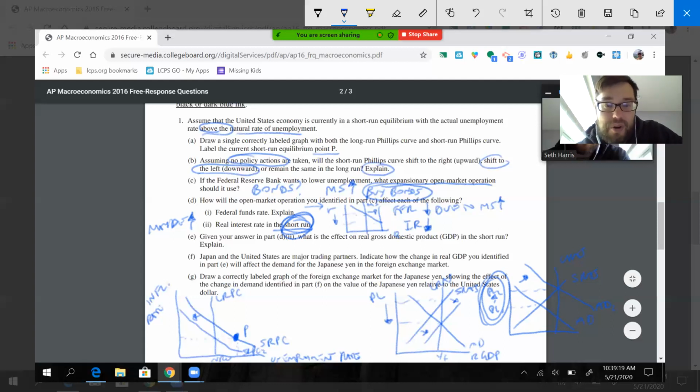Okay, part E. Given your answer in part D2, what is the effect on real gross domestic product in the short run? Again, I think it's so important that they're specifying short run, so they don't want us to get cute with those fancy secondary and tertiary effects. So short run, we answered interest rates are going to decrease.